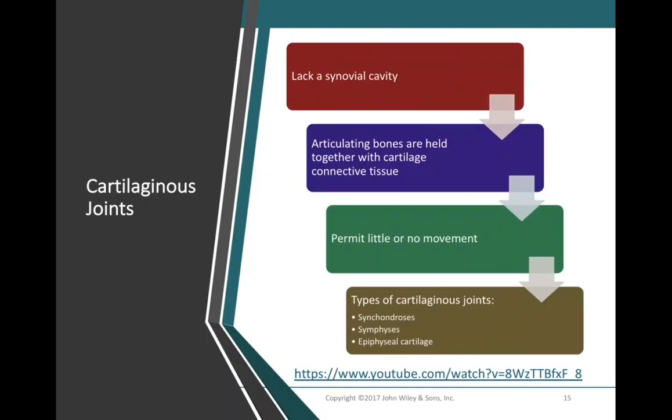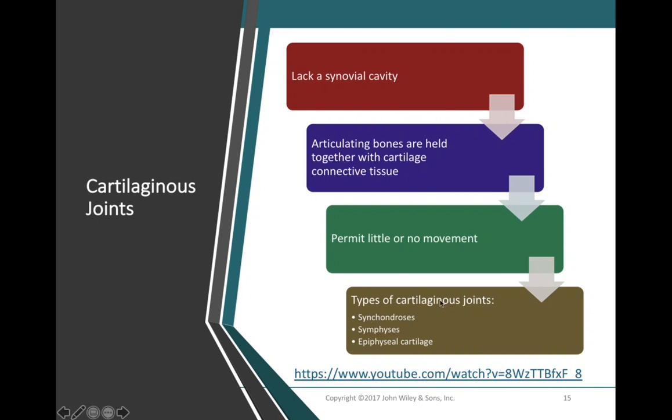Now that will take us into our cartilaginous joints. So cartilaginous joints, in review, are also going to lack a synovial cavity. These will have no joint cavity found at this joint. And there's two major types of cartilaginous joints. We have synchondroses and we have symphyses. Again, cartilaginous joints are held together by cartilage. You always want to look at the type of connective tissue and the presence of a joint cavity.